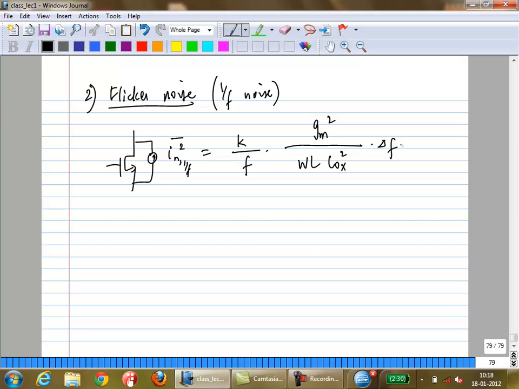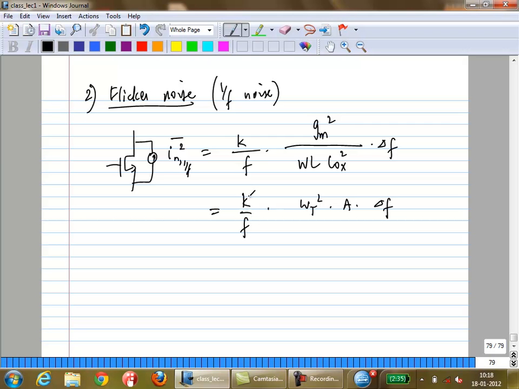What is the other thing? You see it has some relation on GM, W, L and so on. You can rewrite this slightly differently, with some other K prime, shall we say. Because you know GM over CGS is omega T, and this is the area of the device W times L. So you can rewrite it slightly differently also, and if you're able to get some intuition out of it, that's good.